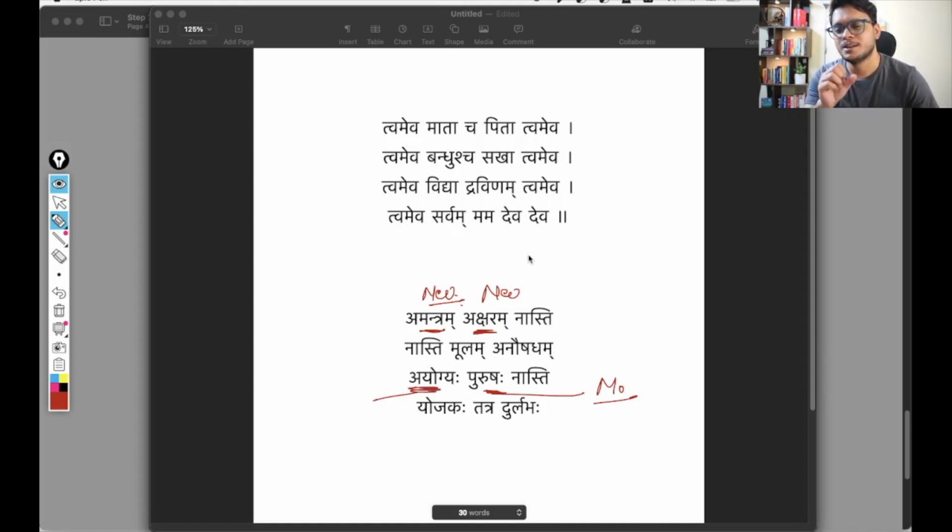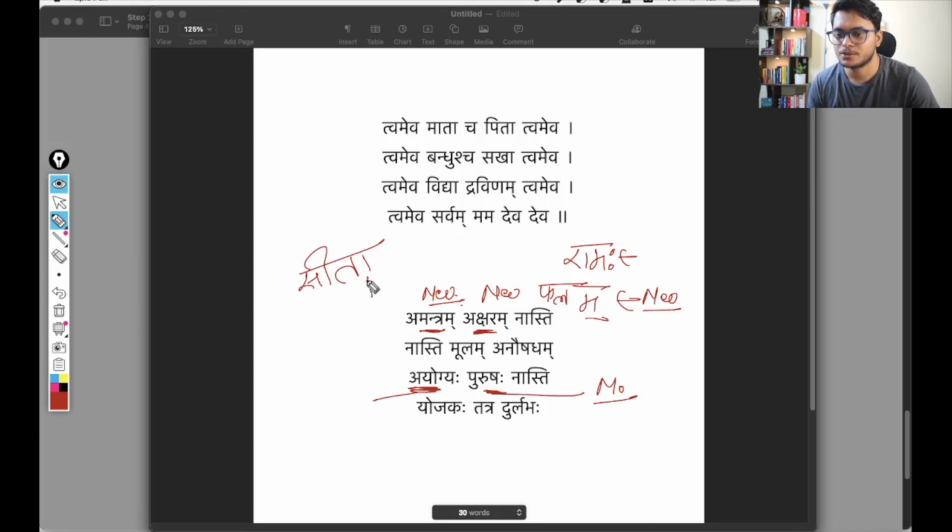I think now you can see the logic that whenever something is written with a visarga, it is usually referring to a masculine gender. If something is written with an ending ma, like phalam, this is usually referring to a neuter gender. And if something is written with a long vowel, dirgha swara, like Sita, or Balika, it is in most cases referring to a feminine gender.